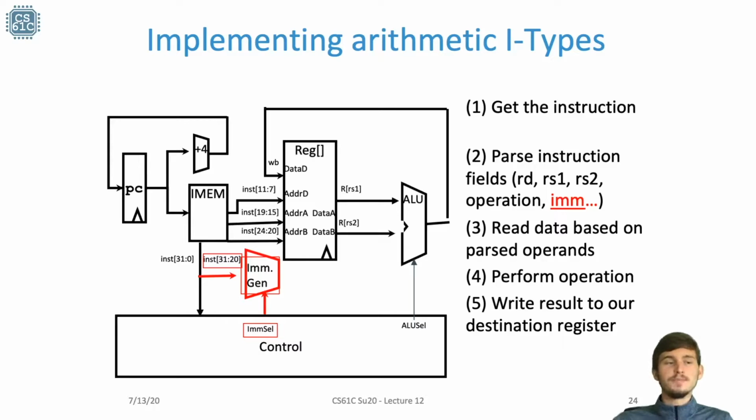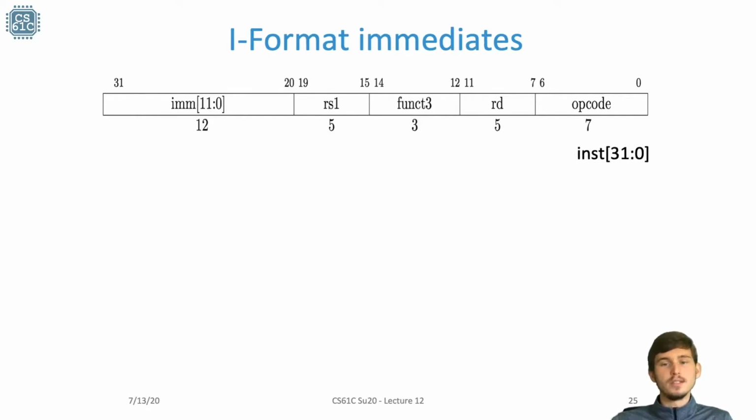Performing the operation, well, I-type arithmetic instructions are going to perform the operation just like R-type, so that shouldn't need to change. And finally, we need to write that result back to the destination register. Once again, that shouldn't change for arithmetic R-type. But let's get a little bit more into how we need to decode this immediate.